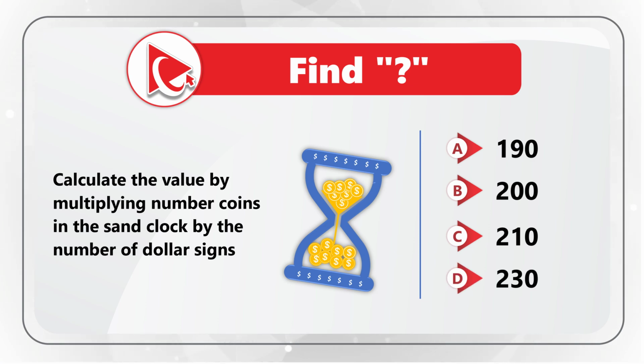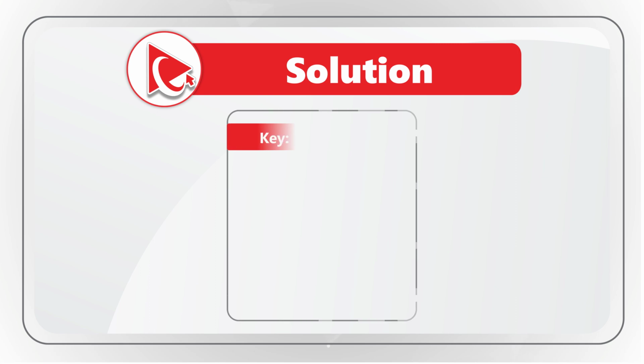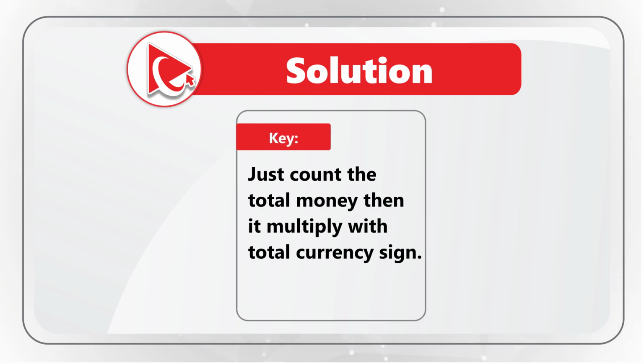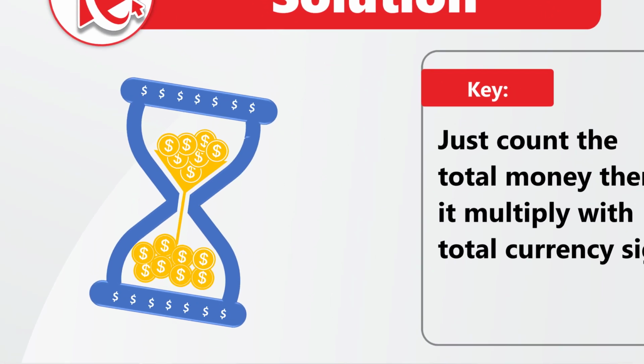Take a close look, maybe do mental math to see if you can come up with the solution. The key here, though, is not to overthink it. To solve it correctly, we need to count the coins. Let's start by counting coins at the top. There should be 7 coins. 1, 2, 3, 4, 5, 6, and 7.